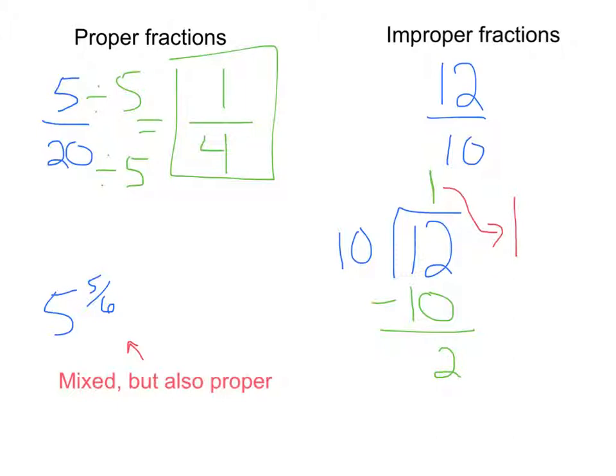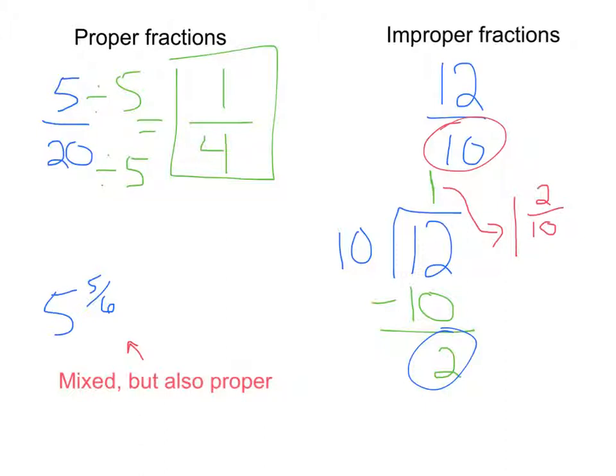My remainder, this 2 down here at the bottom, becomes the numerator of my fraction. And then the 10, which was originally my denominator, is going to stay my denominator. So my fraction is currently 1 2/10. So that's how we reduce those improper fractions.